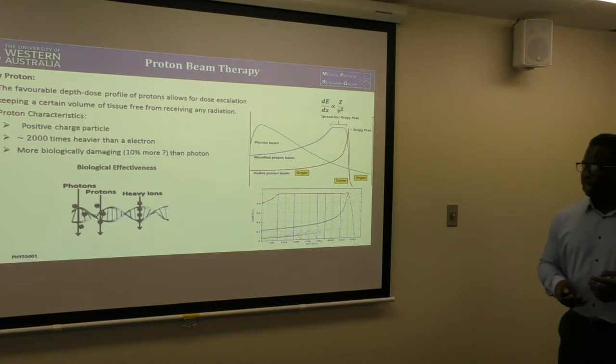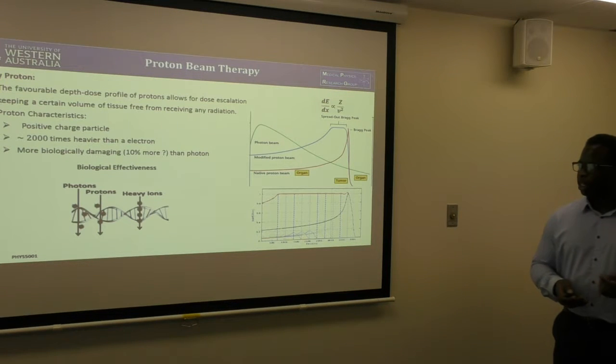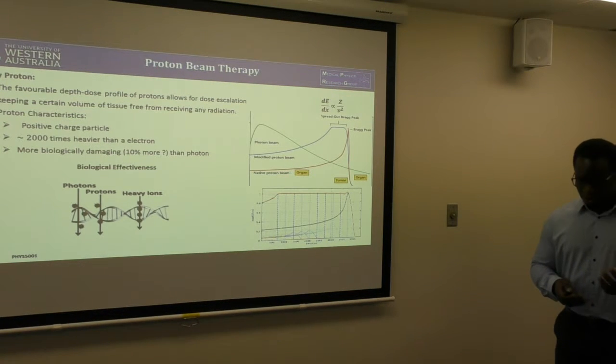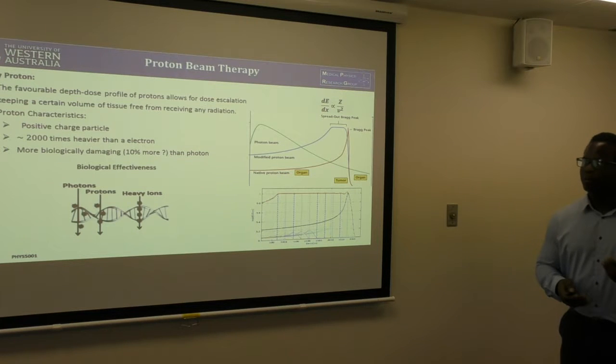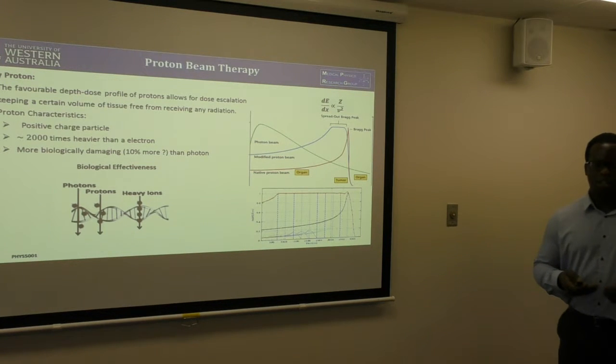The other thing to note is that protons are more biologically damaging than photons. This is due to the spacing of ionization events of protons relative to that of photons. Protons are more densely charged. The protons cause more closely spaced ionization events, resulting in more irreparable damage to the DNA, resulting in more cell killing.